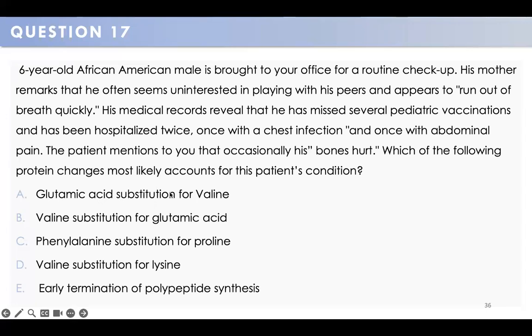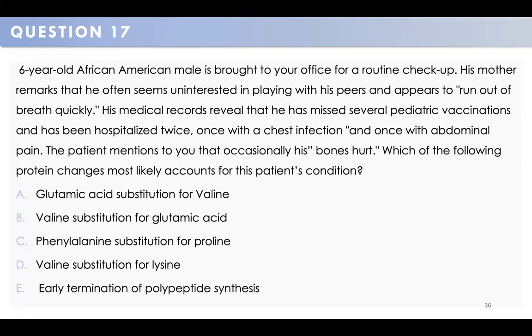A, glutamic acid substitution for valine. B, valine substitution for glutamic acid. C, phenylalanine substitution for proline. D, valine substitution for lysine. E is early termination of polypeptide synthesis. A. Correct. The diagnosis is sickle cell disease, but it's quite confusing how the choices are written.